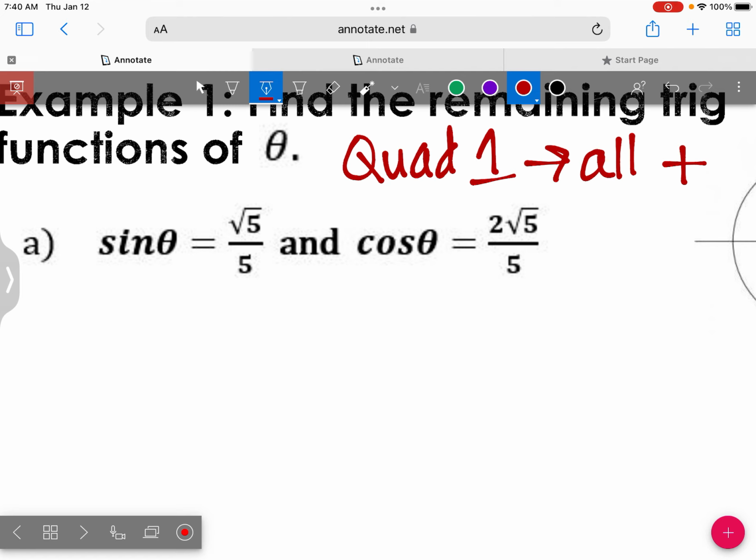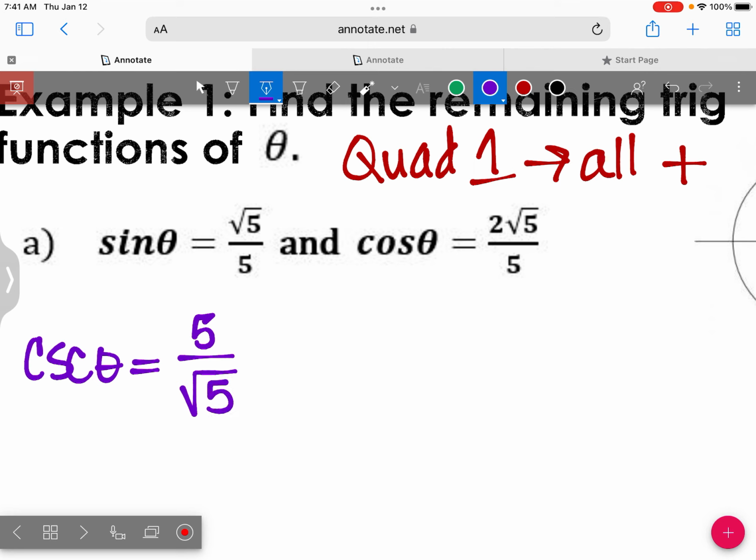So let's find cosecant. How are we going to find cosecant? What are we going to do with the sine? Flip it. So let's take the sine and flip it, which becomes 5 over root 5. And now let's rationalize that, because we have a radical in our denominator. We're going to multiply top and bottom by the square root of 5.